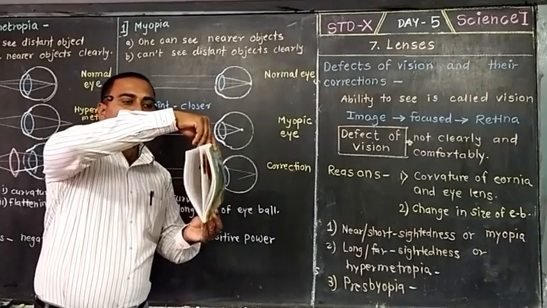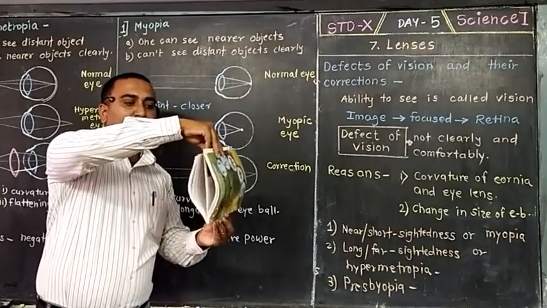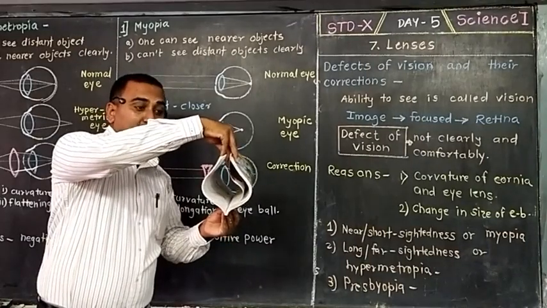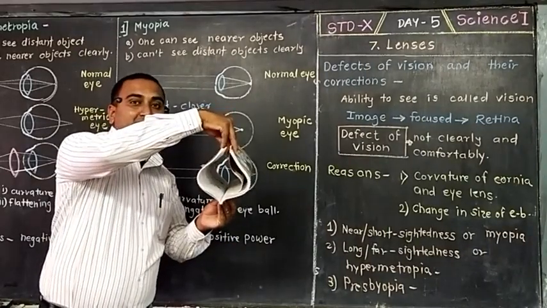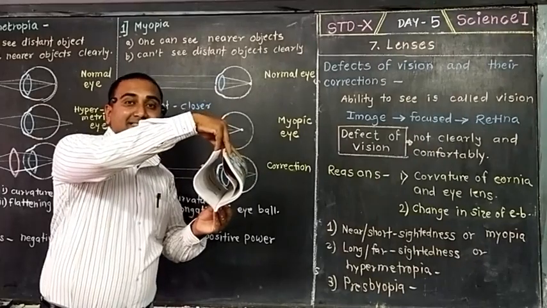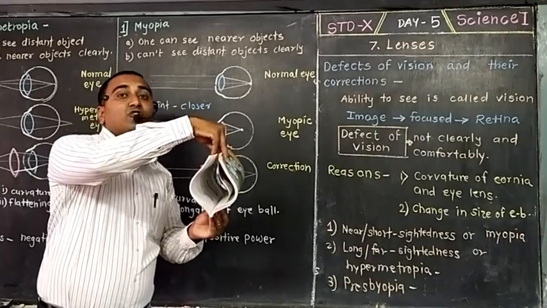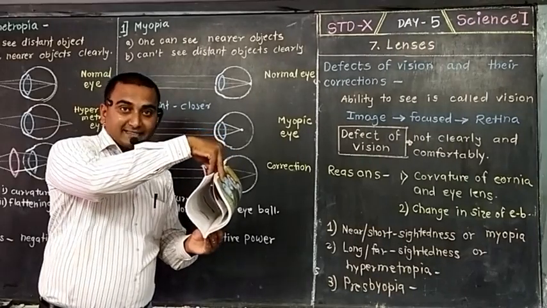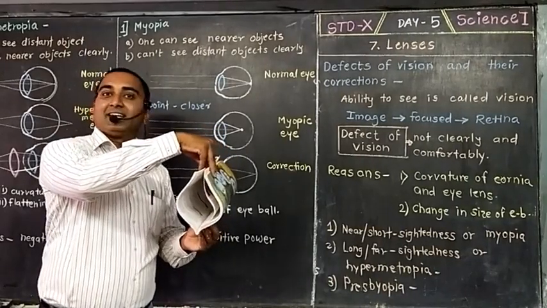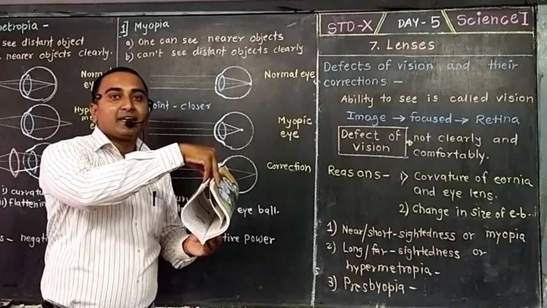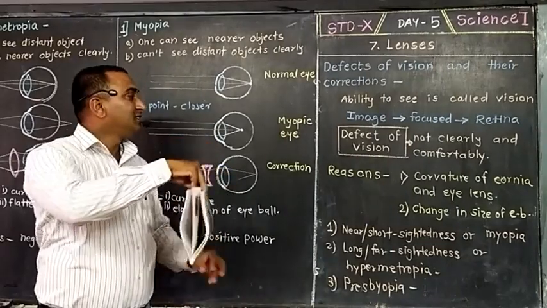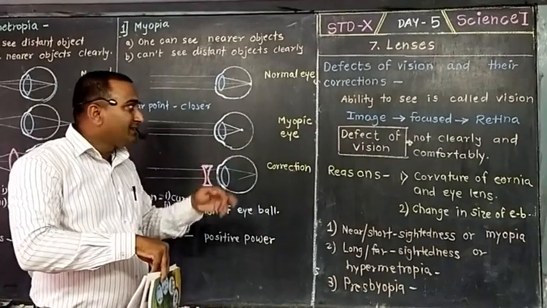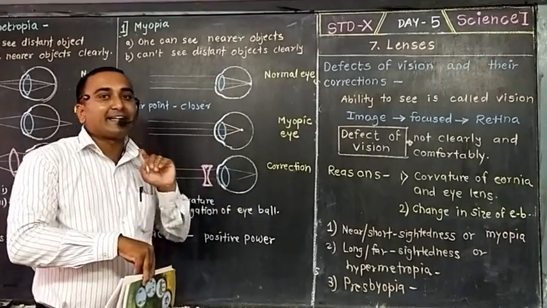If I am going to press it, see, curvature decreases. Now curvature has increased. Then as curvature has increased, definitely focal length decreases. As focal length decreases, bending power increases. And as bending power increases, the focus is formed earlier, in front of the retina.